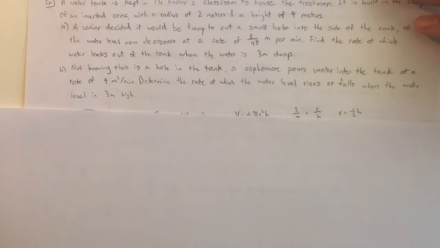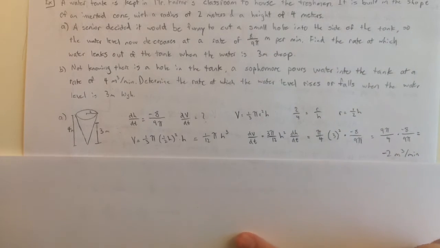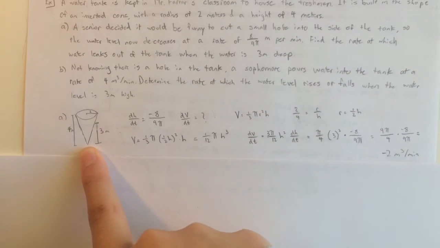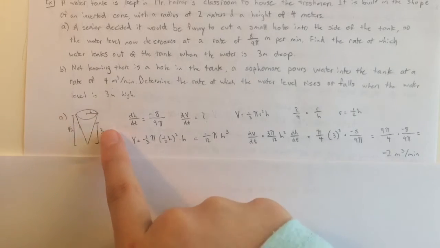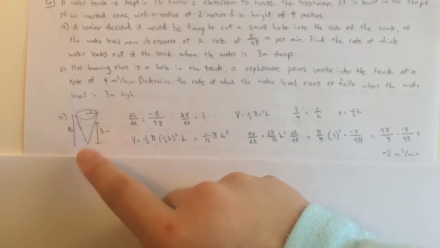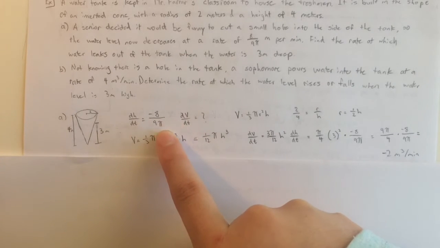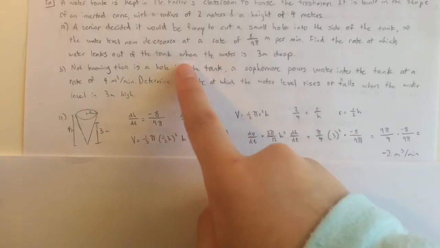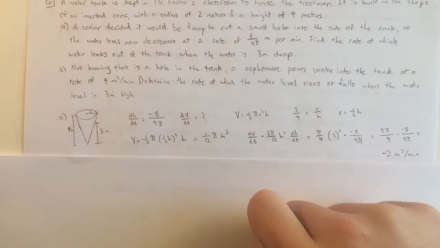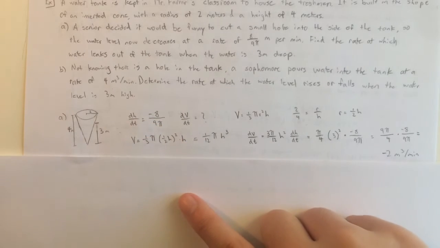We're going to start with part A. Something helpful I always do is sketch the problem, especially if it's related rates. This is an inverted cone that I sketched out, and the height is 4 meters, and it has a radius of 2 meters. Then we want to find when the height, or the water level, is 3 meters. So dH/dt is equal to negative 8/9 pi because it decreases at a rate of 8/9 pi. Many students will forget the negative, and that will obviously affect your answer.